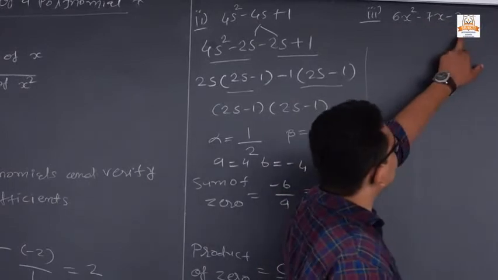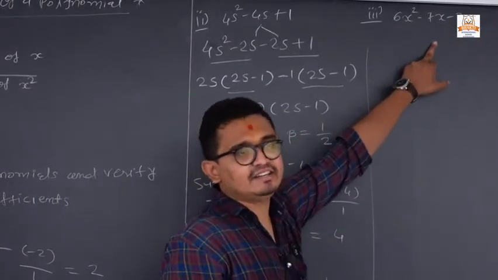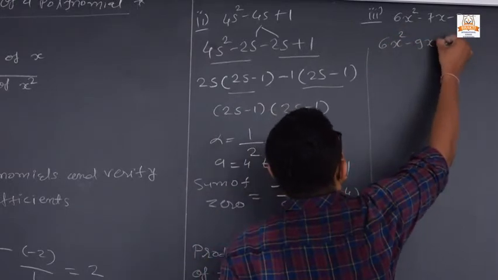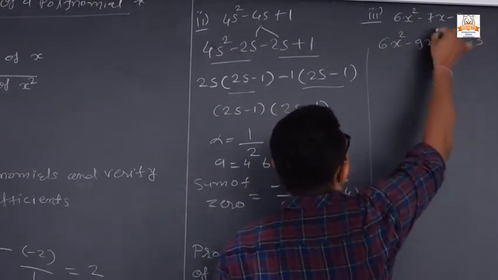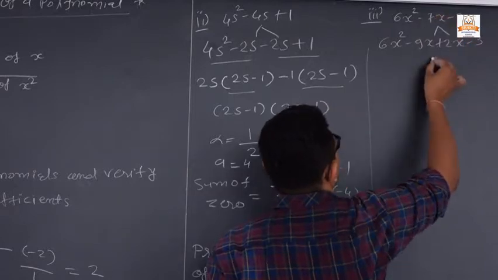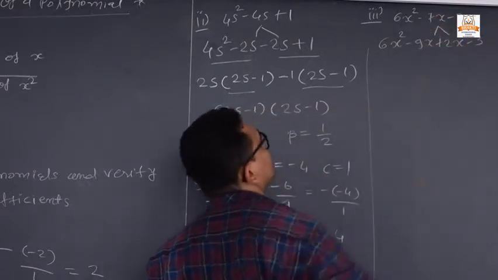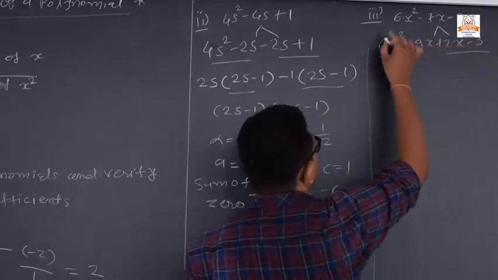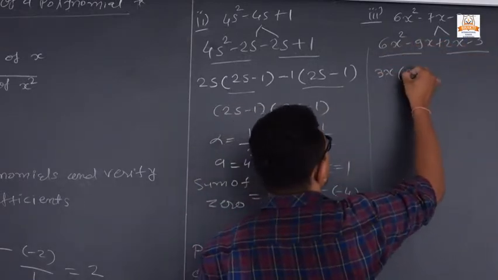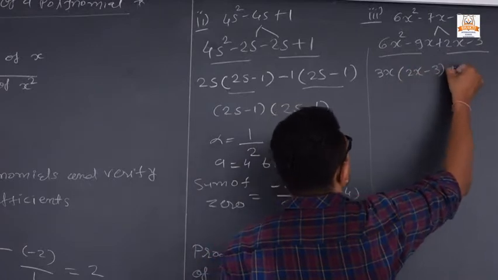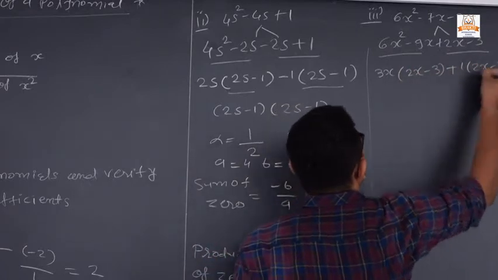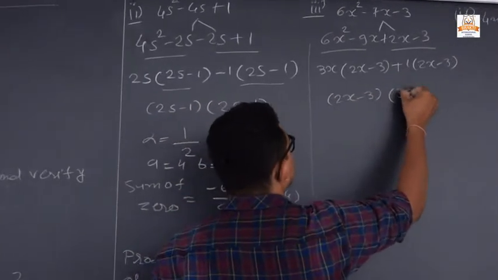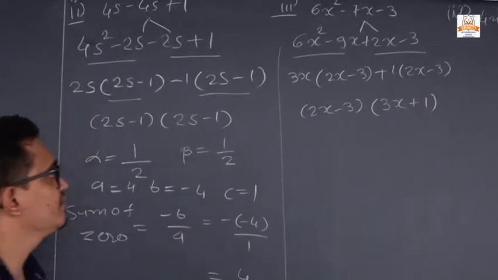6 3s are 18, so 9 2s are 18. 6x square minus 9x plus 2x minus 3. See that we can factorize minus 7 like that: minus 9 plus 2 will be minus 7. Once again, which is the common? 3x. So 2x minus 3, 1. So one bracket is 2x minus 3, and the second is 3x plus 1.